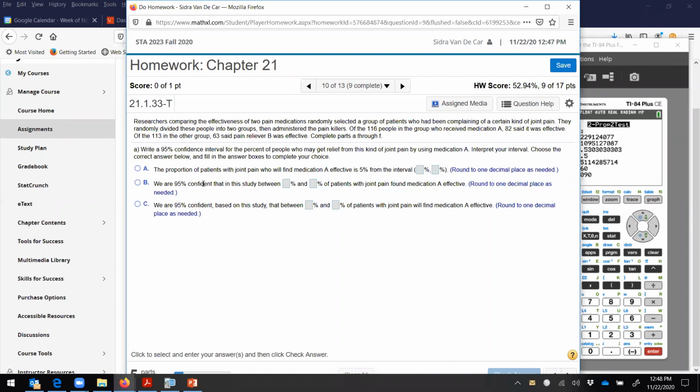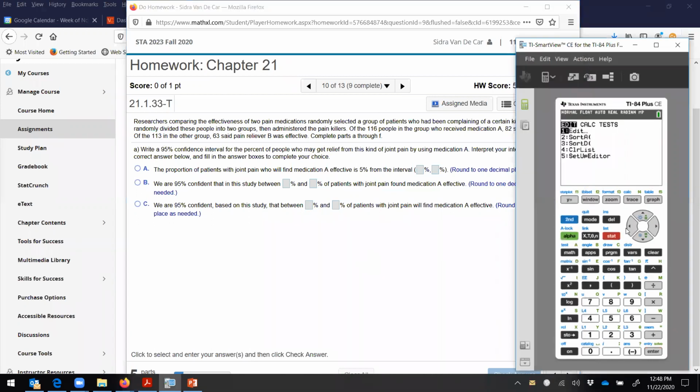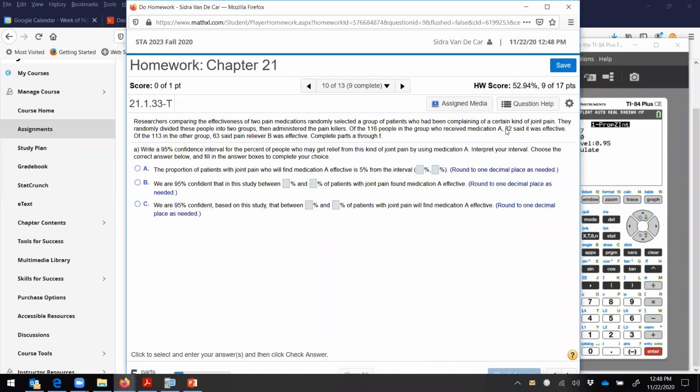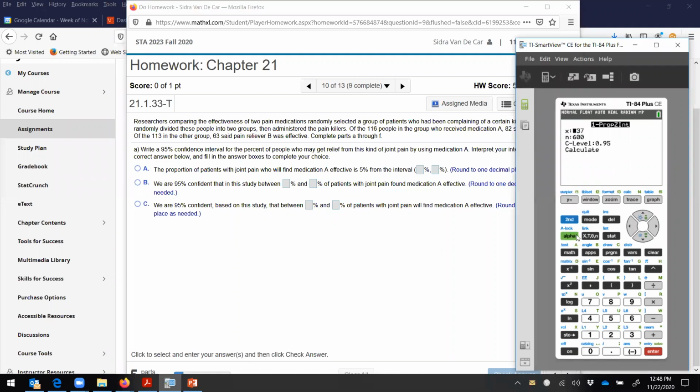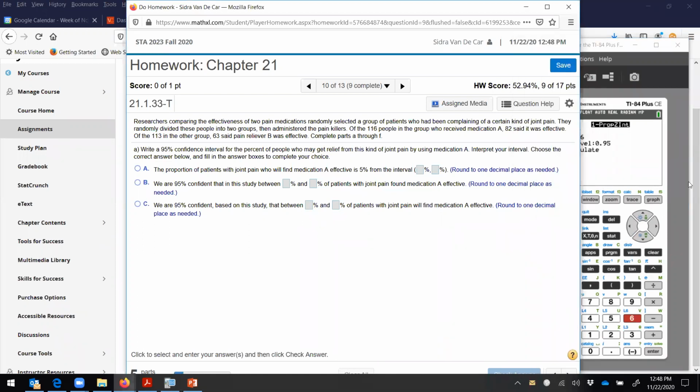Complete our parts. Okay. So we want a 95% confidence interval for the percent of people who may get relief from this kind of pain by using medication A. So let's go over here to stat, tests, and we're doing a 1 proportion Z interval on medication A. So medication A was 82 out of 116. And we wanted what confidence level? 95.